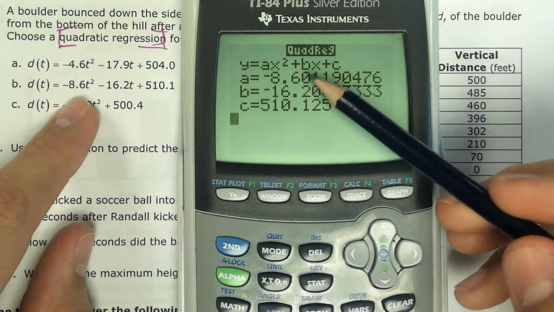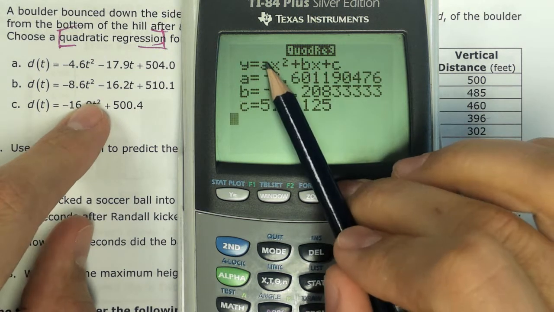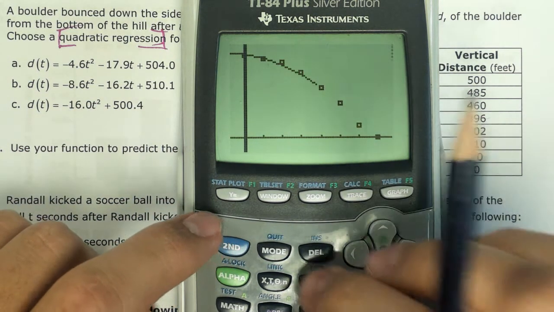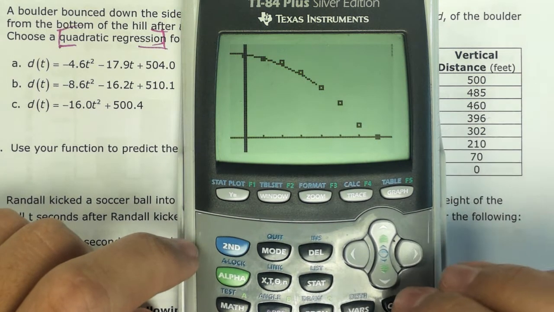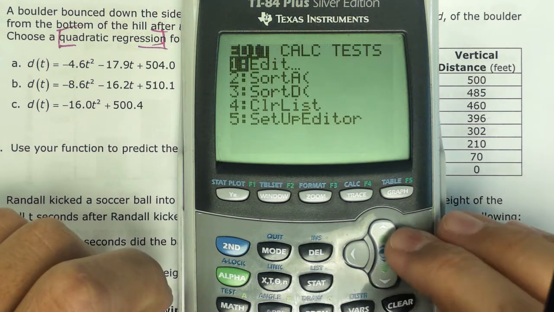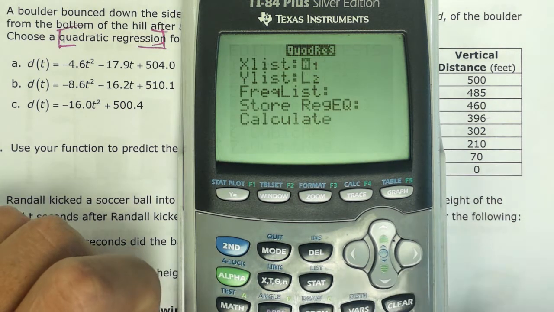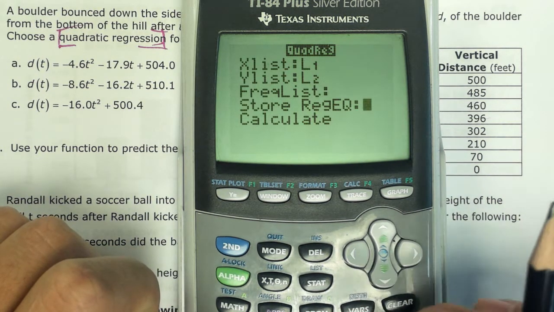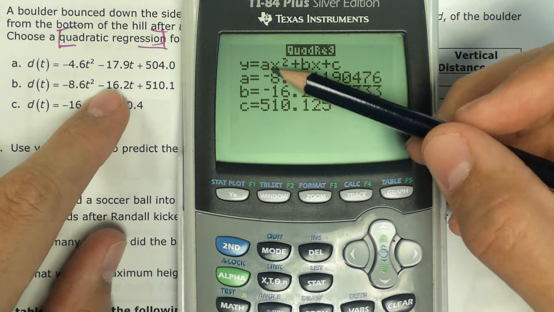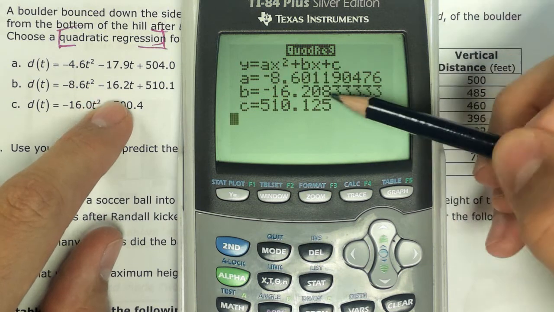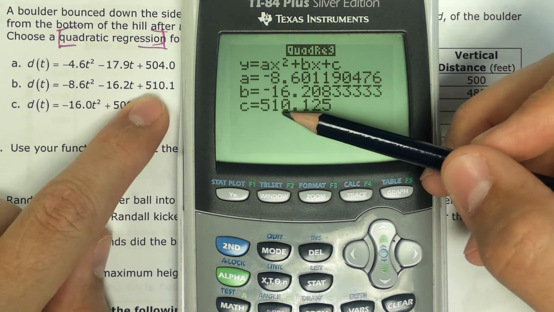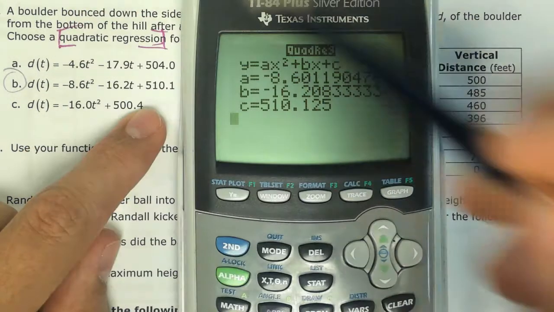A is negative 8.6. That's the first, dang it. Let me go back to that. I keep pressing the wrong buttons. It's already there. Okay, so there it is. A is a negative 8, the B is a negative 16, and the C is the 510. So it has to be this B right there.